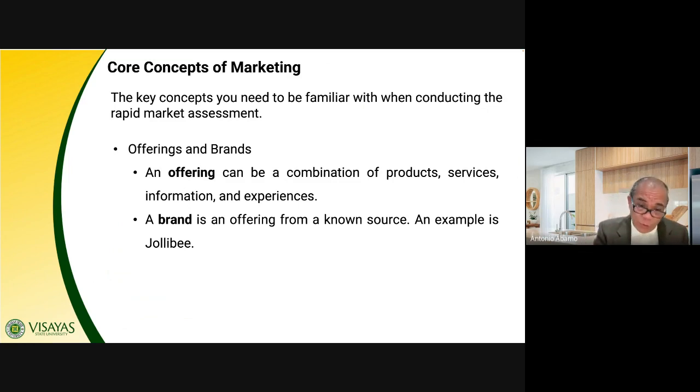Mas may gamit sa produkto. In other words, what they're offering is space, it's time, it's convenience, it's the product itself, or experience. Maybe the ambience is good.